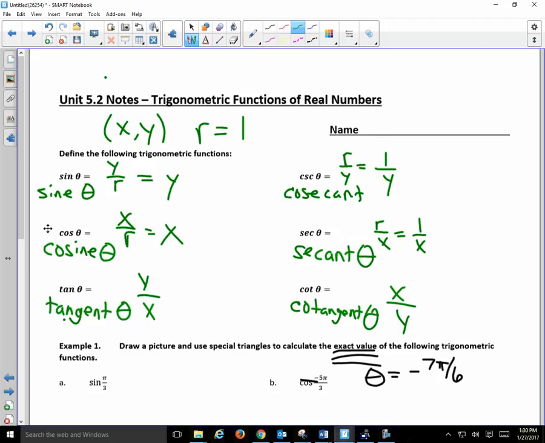Now, some people don't think about x, y, and r. They say, why don't you just teach me SOHCAHTOA? Raise your hand if you remember SOHCAHTOA. Okay, well, good for you. I became a teacher never knowing SOHCAHTOA. Never knew it. You're like, how is that possible?